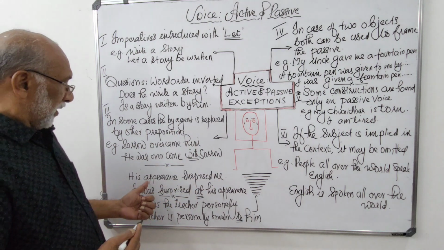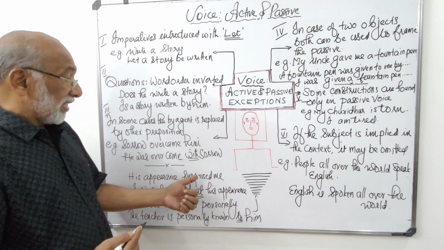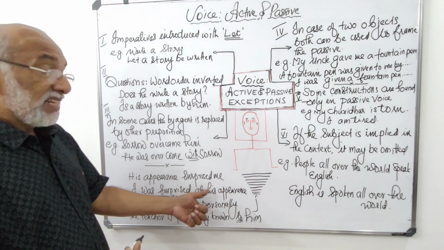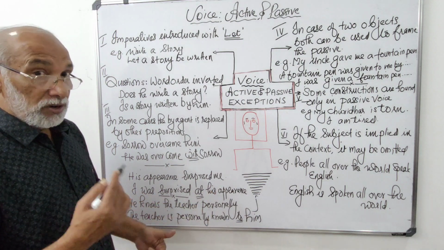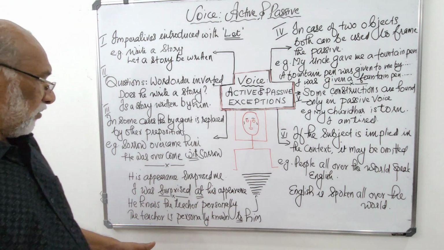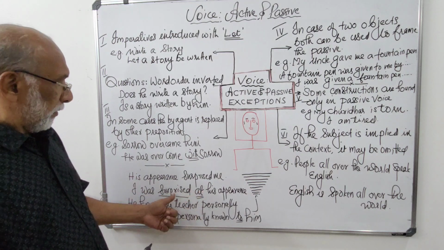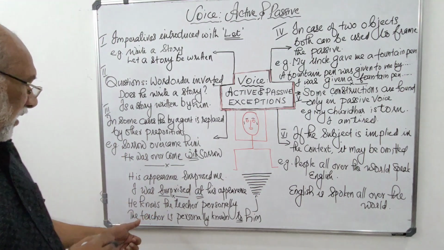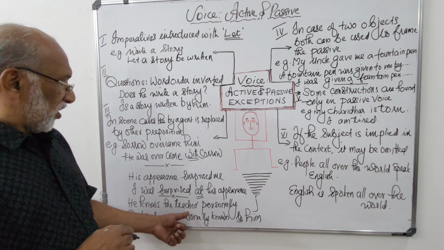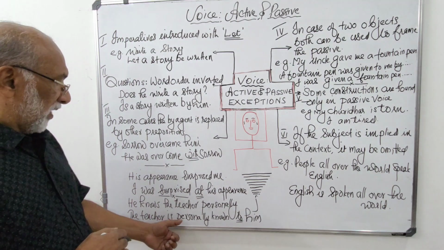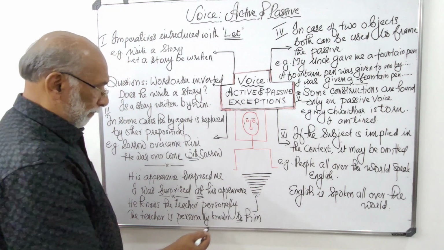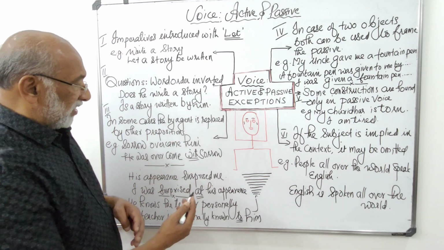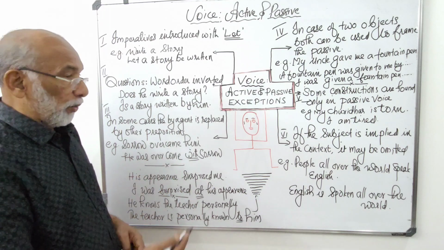Another example, his appearance surprised me. I was surprised at his appearance is the correct one. Don't use by his appearance. Surprised at. At is the preposition that goes with surprise. That is the fact. Then, he knows the teacher personally. The teacher is personally known to him. After known, we can say known by him or known at or known with. It should be known to him.